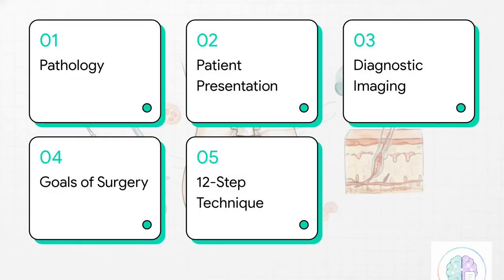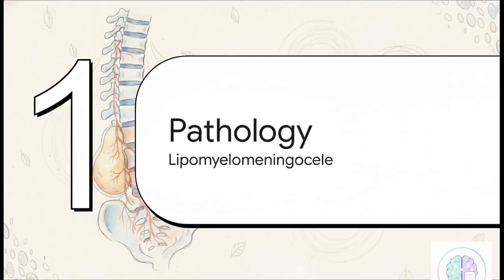Okay, let's quickly map out our clinical pathway for today. We've got 1. Pathology of lipomyeloschisis. 2. Patient presentation and examination. 3. Diagnostic imaging and evaluation. 4. Goals of surgical treatment. And 5. The 12-step surgical technique. All right, kicking things off with Section 1, Pathology of lipomyeloschisis.